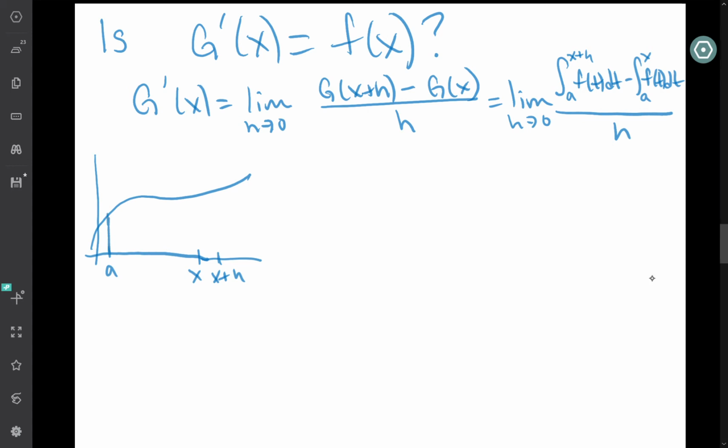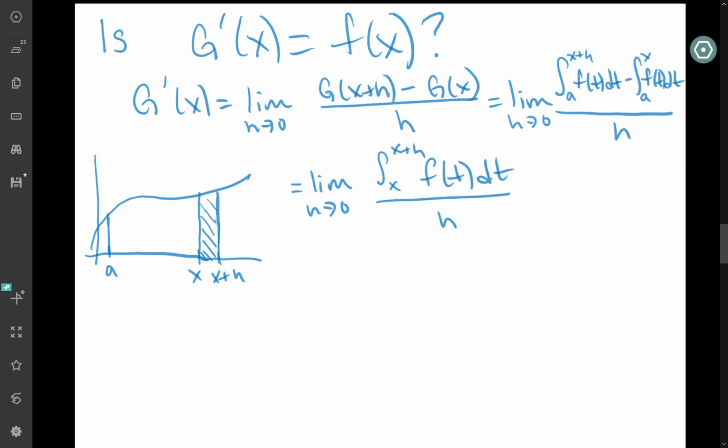Okay, so if we look first at the integral from a to x plus h, we add up all of this, and then we want to subtract off the integral from a to x, so we get rid of all of that. What we will be left with is just this little chunk right here. So what we end up with is the limit as h approaches 0 of the integral from x to x plus h of f of t dt, all over h. Okay, so first step.